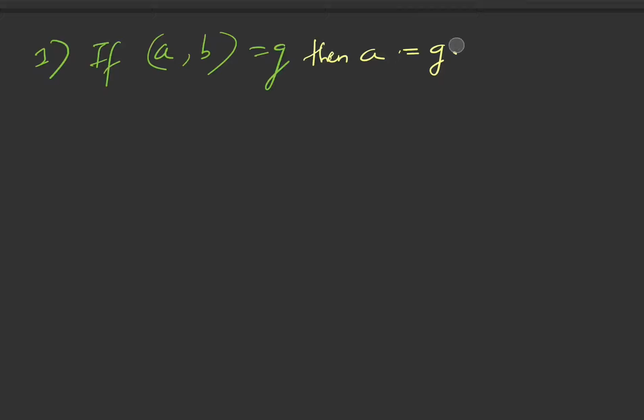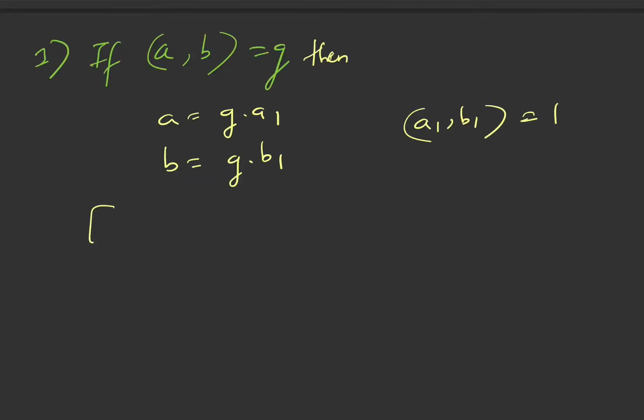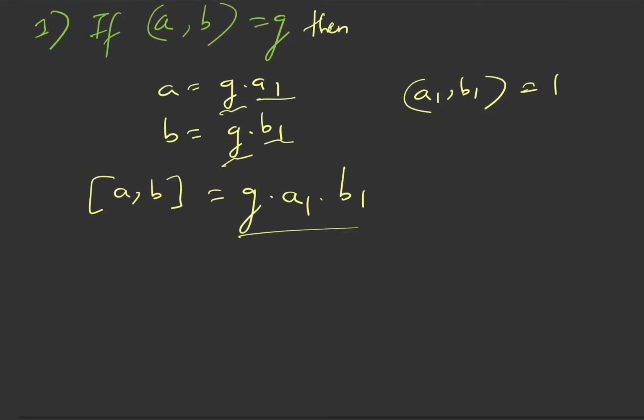So let us say you have two numbers A and B, and if GCD of A and B is equal to G, then you can write A is equal to G into A1, and also you can write B is equal to G into B1, right? And you know that GCD of A1 and B1 is 1. So now the LCM of A and B, you can write as, see, you can take G here, and in A1 and B1 nothing is common, so you need to take A1 and you need to take B1. So this is the LCM, that is G into A1 into B1.